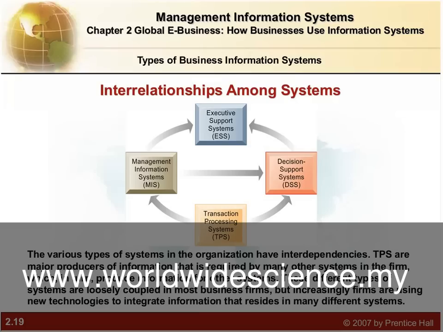So an MIS provides information to the DSS, and ESS gets its internal information from the MIS and DSS, and we talked about the external information. So the interrelationship among these systems is illustrated here in this graph.